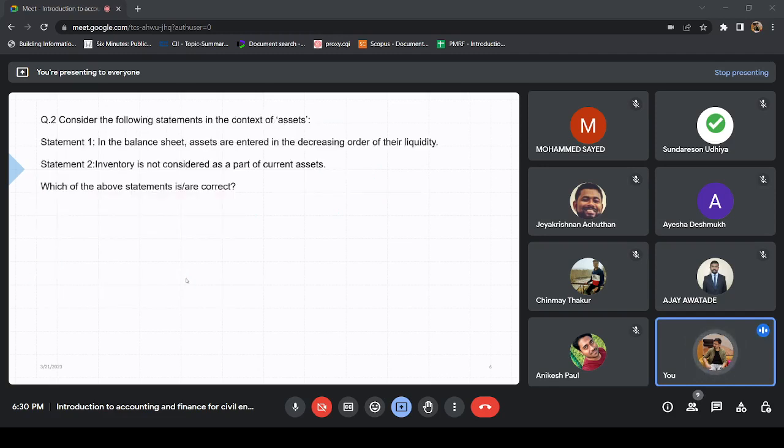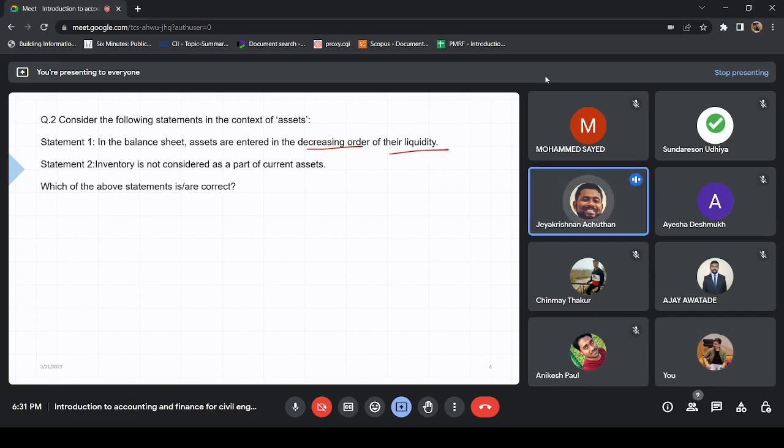So next question. Now this kind of makes it somewhat technical. In the balance sheet, assets are entered in the decreasing order of their liquidity. Inventory is not considered as a part of current assets. So, a term that is coming here is liquidity, decreasing order. So, what is liquidity? It's cash, in terms of how we can liquidate into cash. Okay, yeah. So, how fast you can realize that value in cash, right?